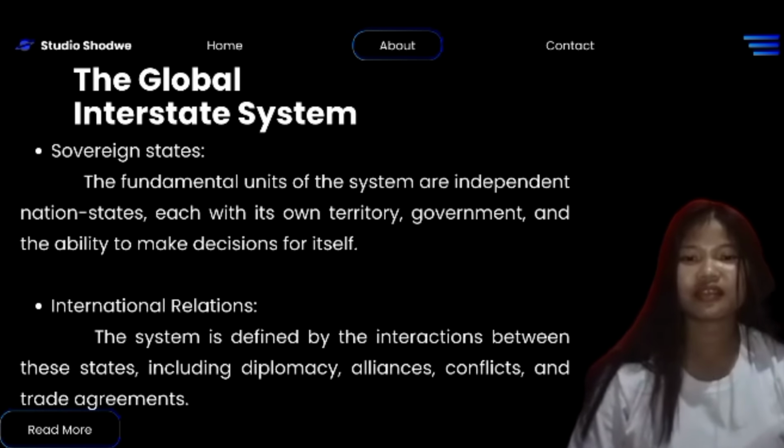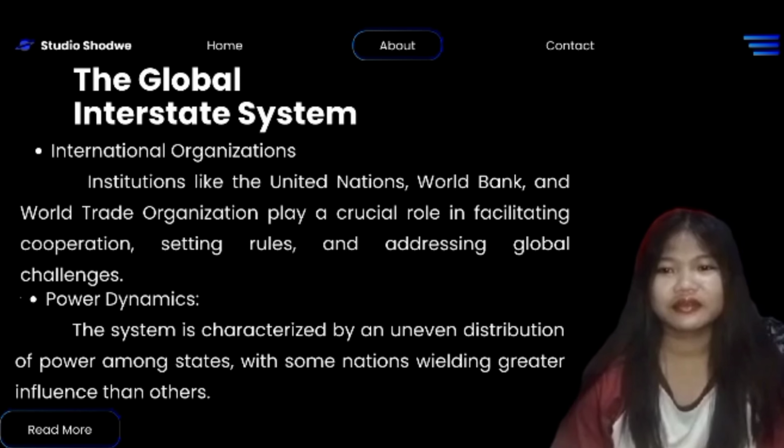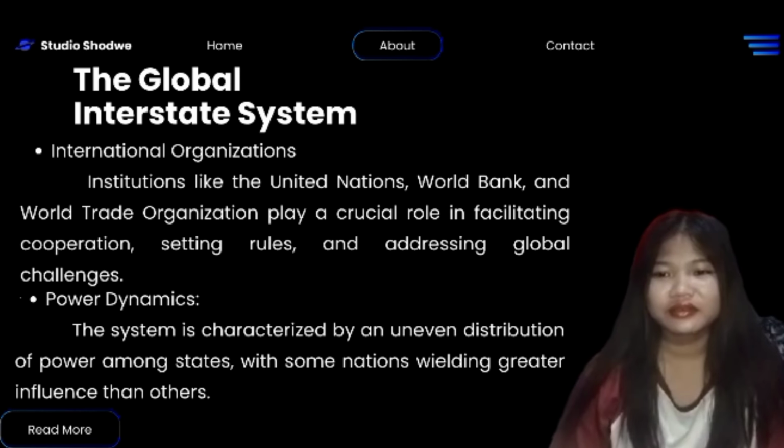International organizations help countries work together more effectively. Example, the United Nations coordinates peacekeeping missions in war-torn regions, while the World Bank funds development projects for countries.